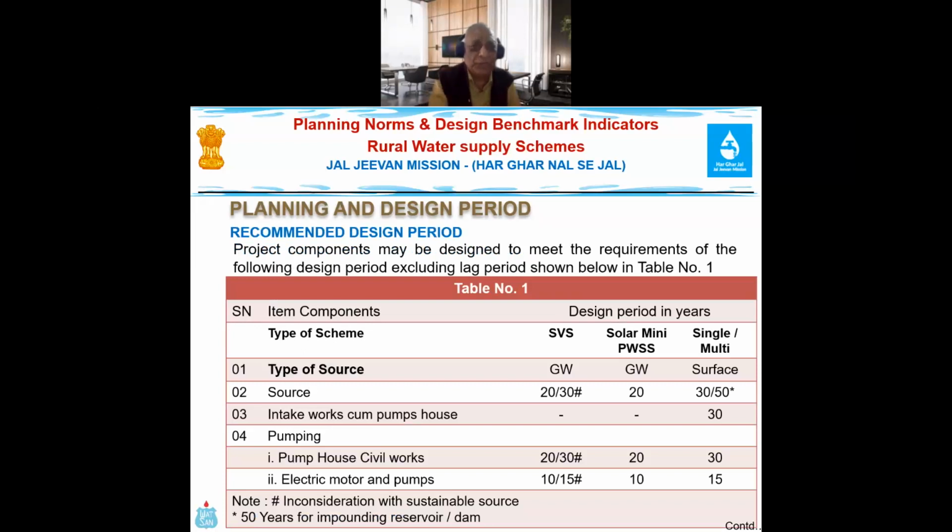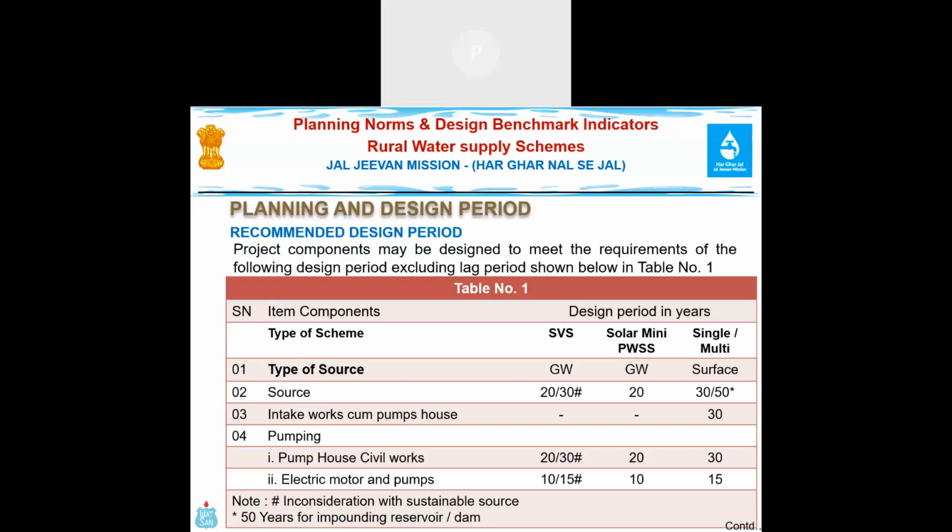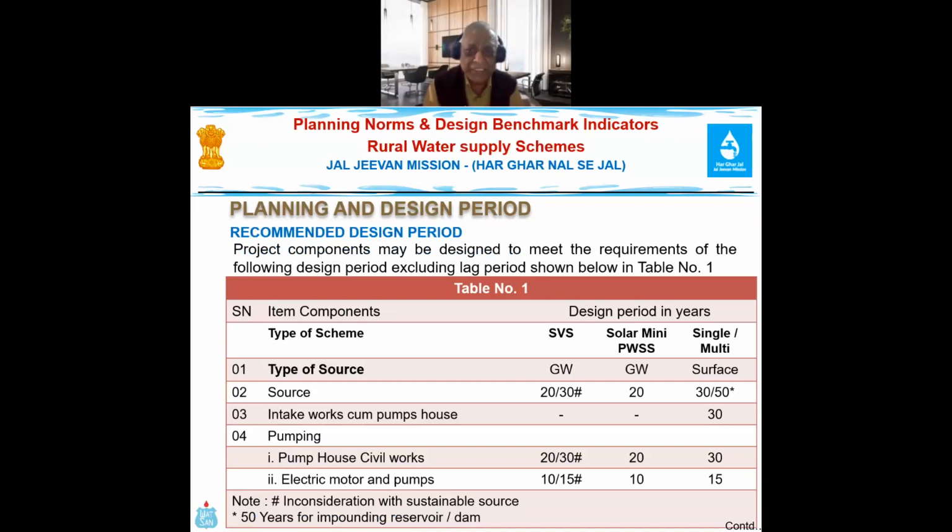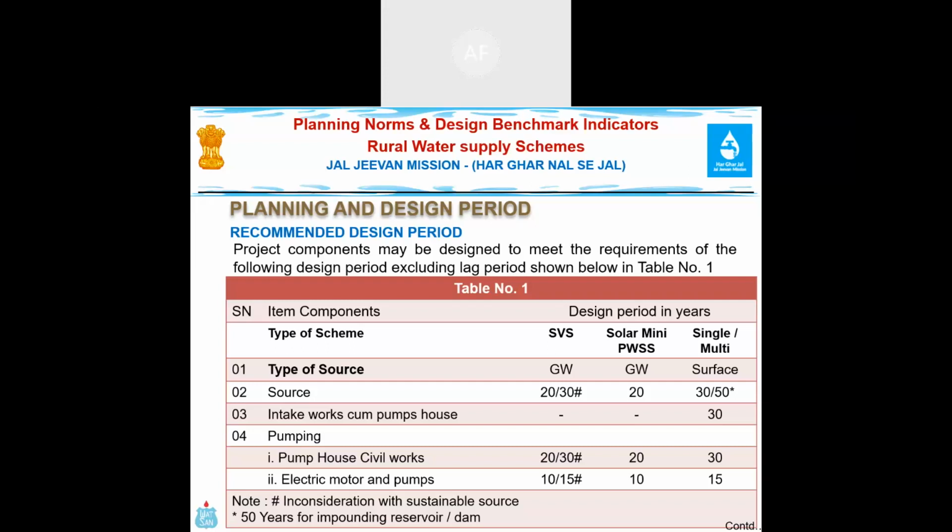So if you go through the table here, as per JJM guideline, there are three types of schemes: solar mini water supply scheme, single village, and multi-village based on surface source. As defined, I will be discussing the source, because for single or multi-village water supply based on surface source, all the data has been discussed as per the given CPHEEO manual.